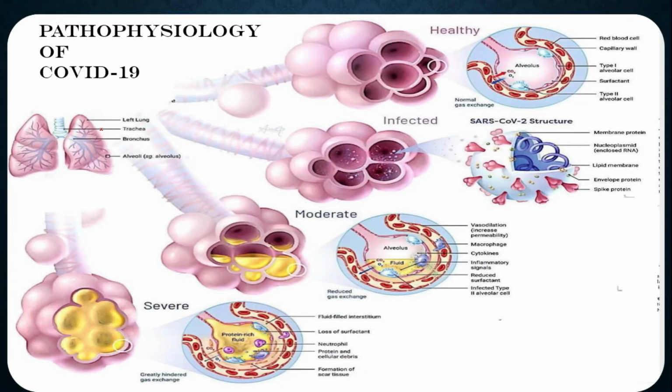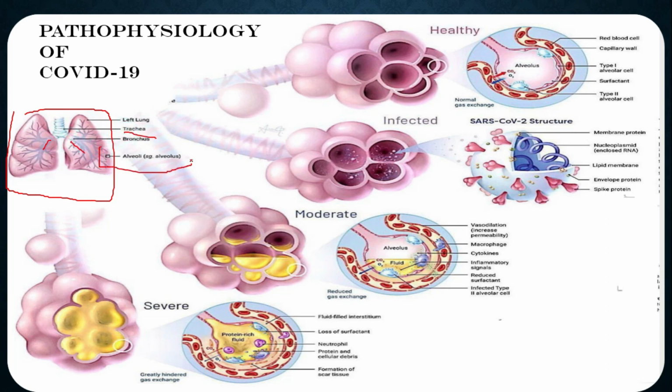Now we will see about pathophysiology of COVID-19. In previous slides we saw about action of coronavirus at cellular level. Here we will see that after affecting the cell of alveoli, what it does further. So this is the human lung, which consists of trachea, and there are branches present, and the end part is alveoli.